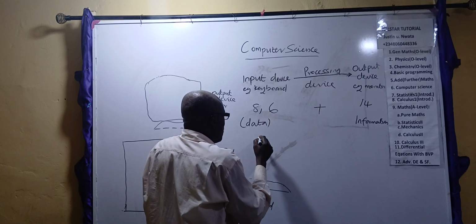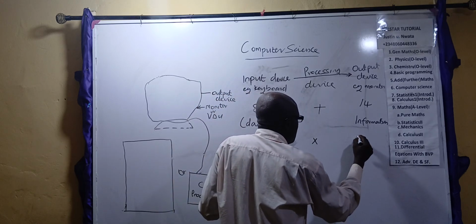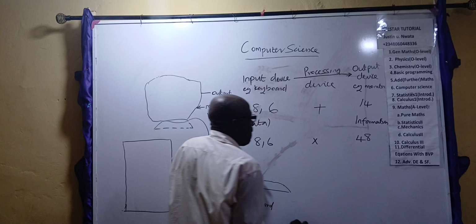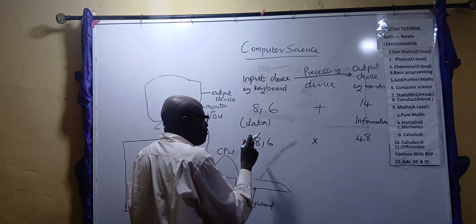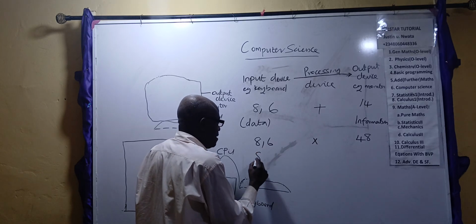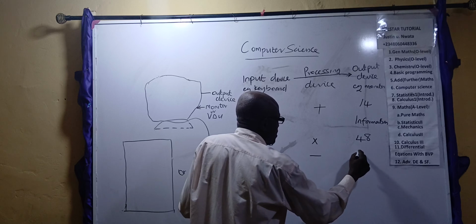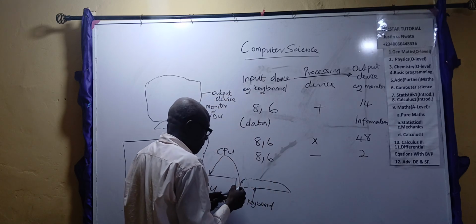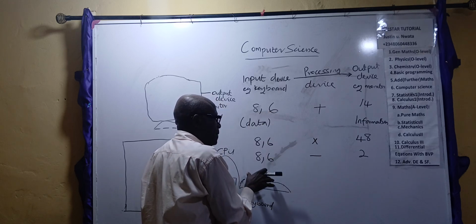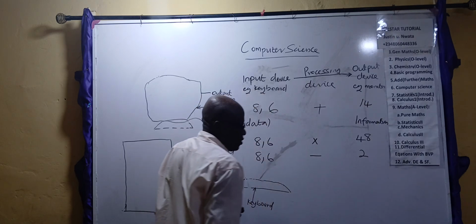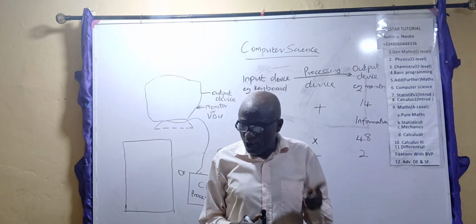You can process 8 and 6 in another way. Processing here is not times, 48. This is the data, and this is what? Information. This 8 and 6, you can process another way. The same 8 and 6 being data, processing is minus, you get 2. Take note, this is data, and what came out is information. So when data is processed, it becomes what? Information.